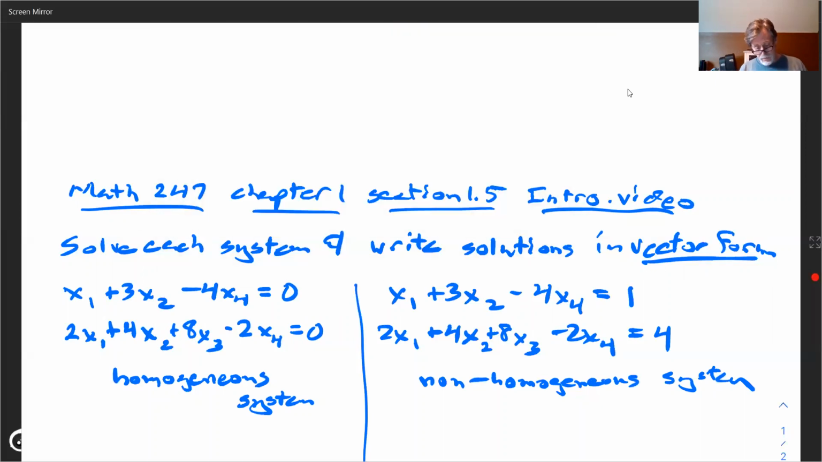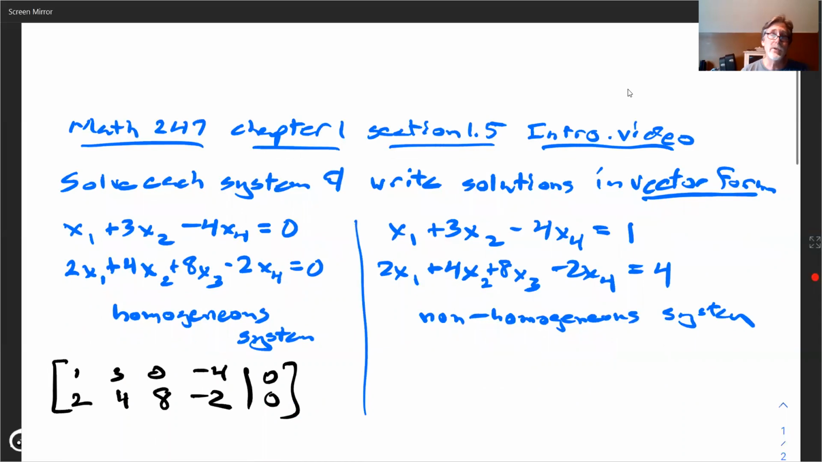If you take a quick look, it's the same equations except one is set equal to 0, 0, and the other is set equal to, it looks like, 1, 4. So we're going to set this up: 1, 3, and there's a missing third x, then -4, and then the 0, 0 over here, and 2, 4, 8, and -2, and we're going to row reduce it.